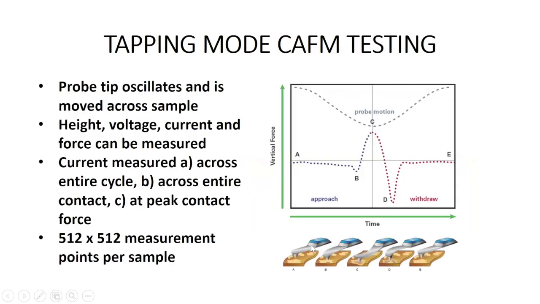CAFM testing uses an oscillating probe that's moved across the surface of the specimen in a raster. The height of the oscillating probe is determined using a reflected laser signal, and current and force can also be measured. The Bruker device generates 3 current data points per oscillation cycle, one for the entire cycle, one for the period of time during which the probe is contacting the sample, and one for the period of peak force. There are 512 cycles per line and 512 lines per test, for 262,000 individual cycles and 786,000 current measurements.